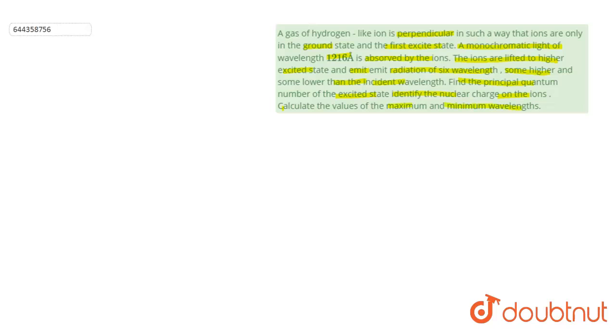So here you have to first find out the principal quantum number of the excited state and then identify the nuclear charge on the ions, and after that you have to find the maximum and the minimum wavelength. Let's do the solution for this question.